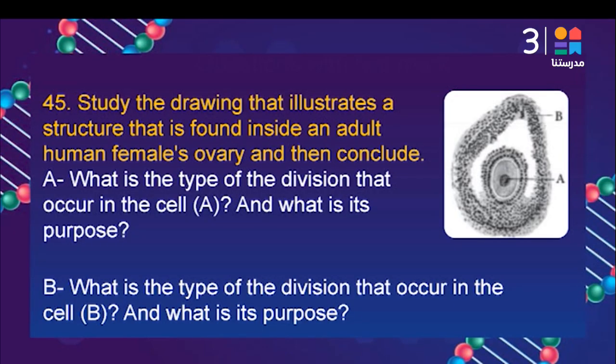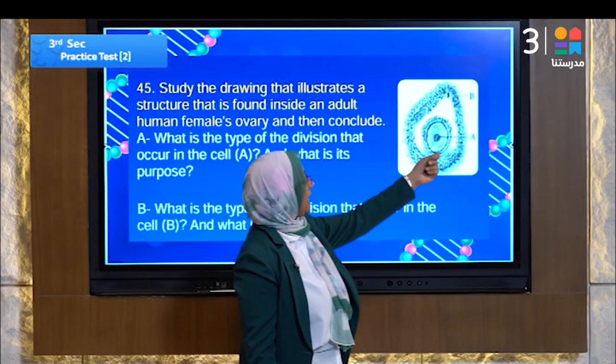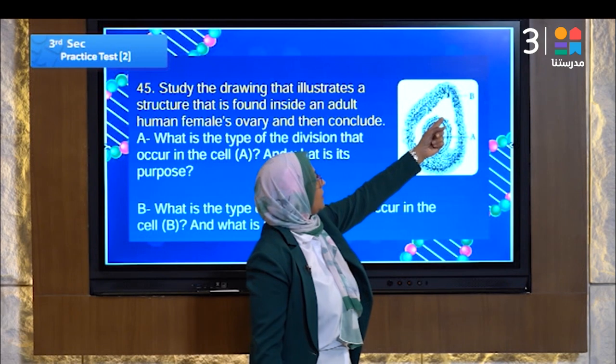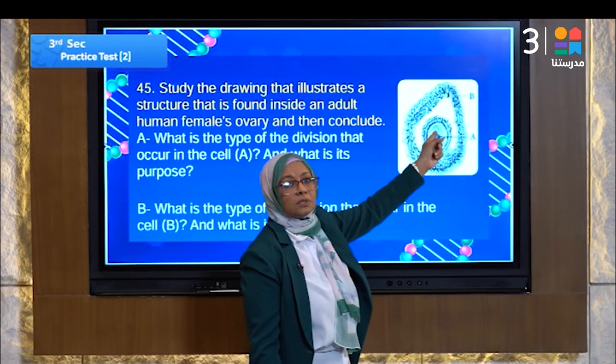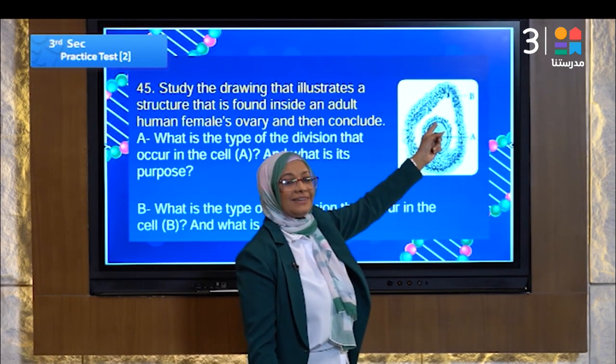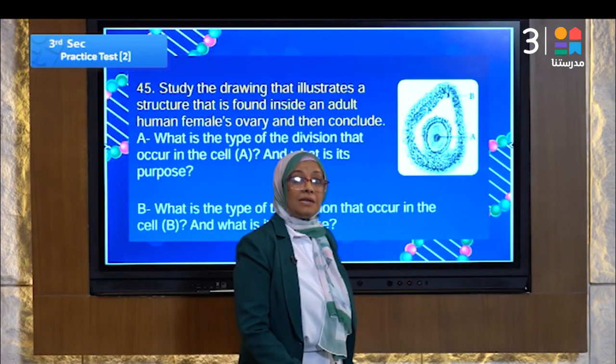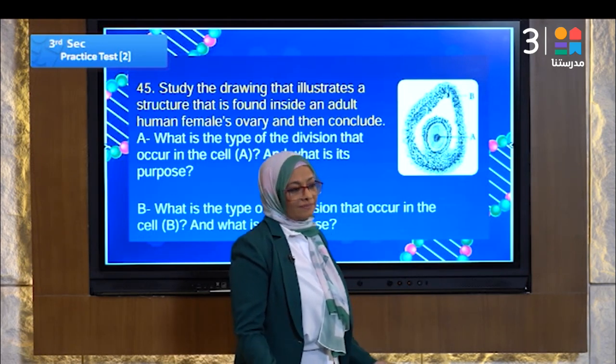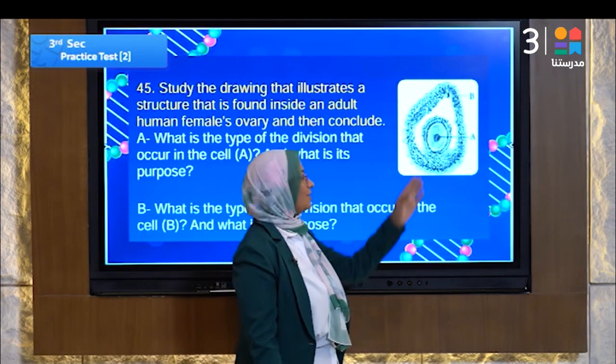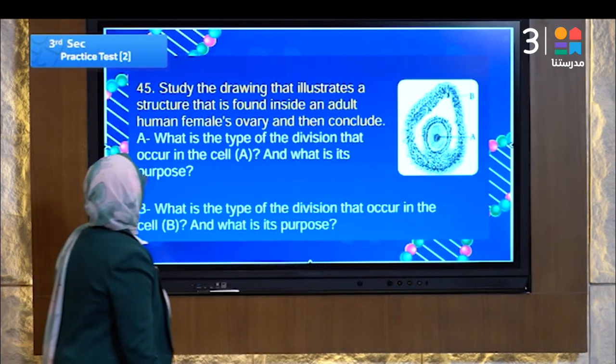45. There is a figure that speaks about A and B. Where are A and B found? A and B are found inside the human. Where, male or female? Female. Let's go to the question.